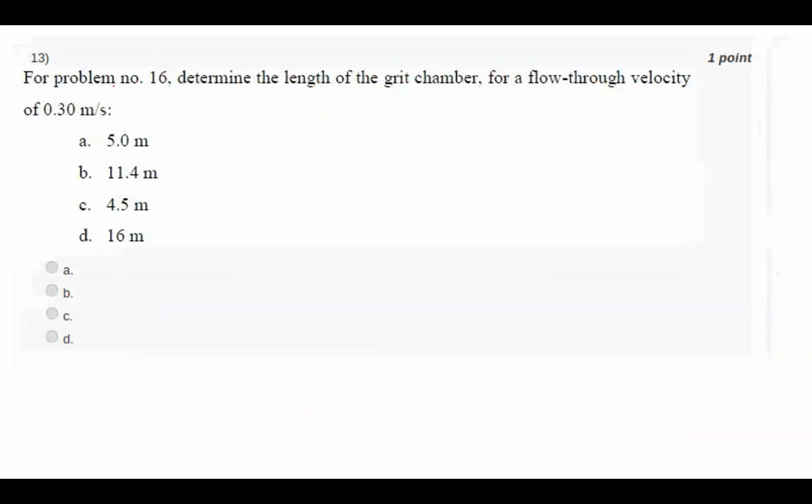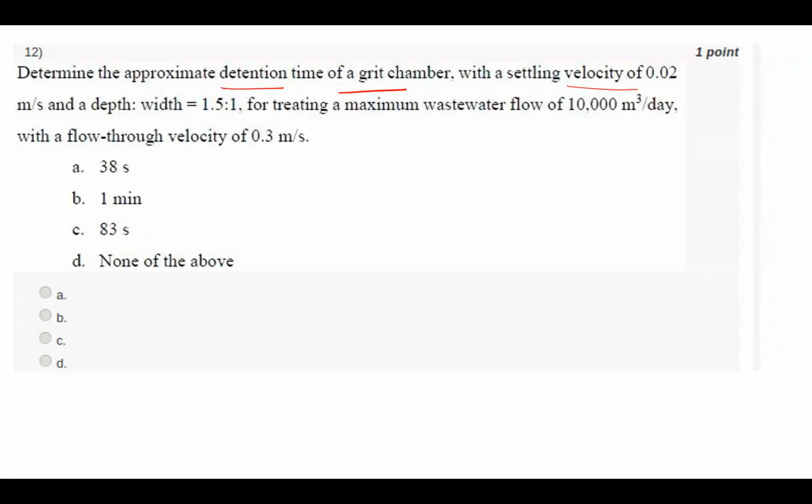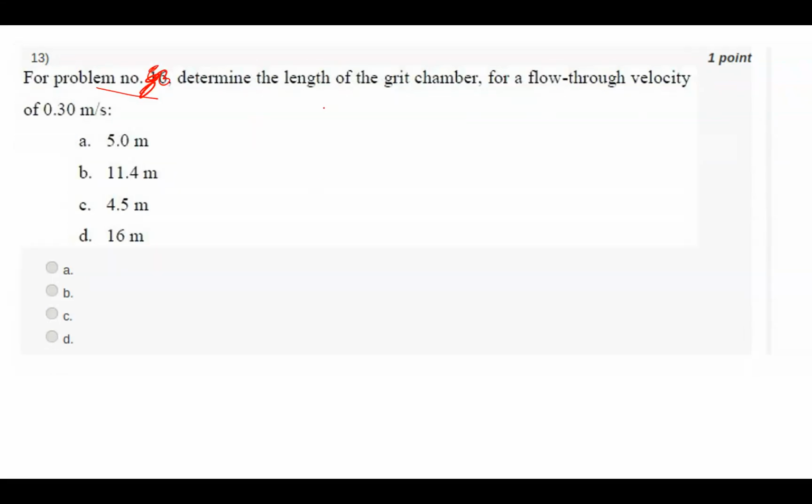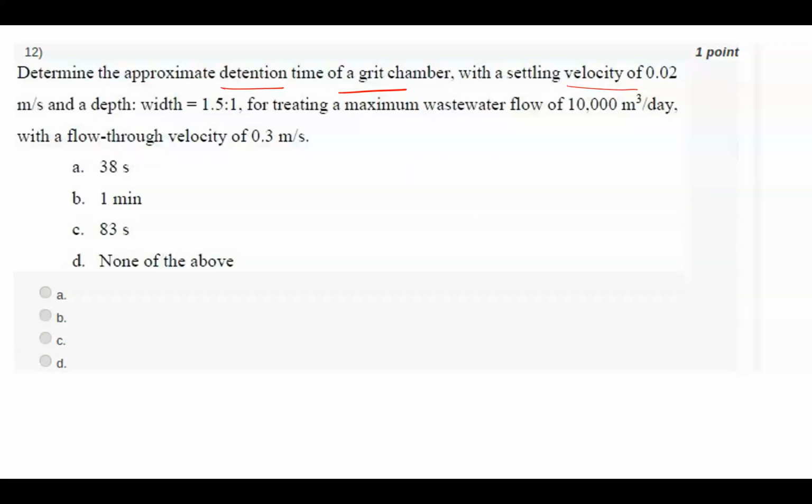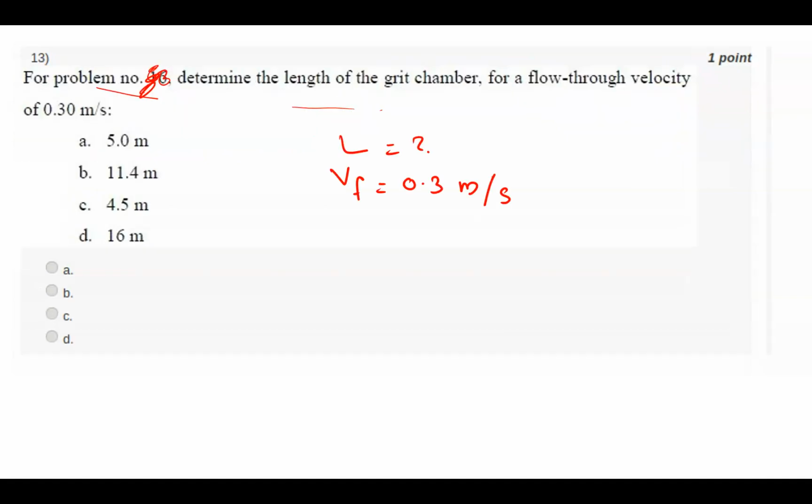So for problem number 16, don't consider this one. Take the previous problem that we have solved and determine the length of the grit chamber. What is the length for a flow velocity? Here Vf is given as 0.3 meter per second. We have to calculate the length. Vs, the settling velocity, is already given as 0.02 meter per second.